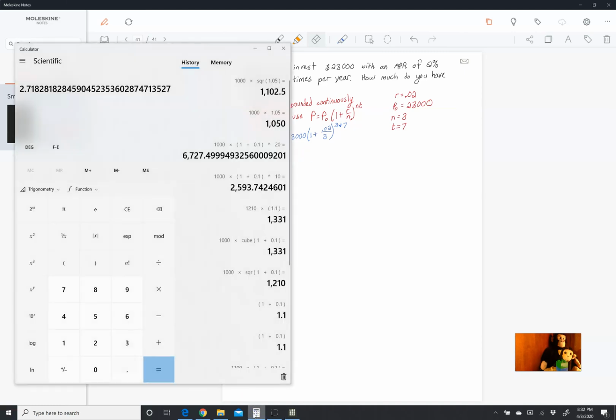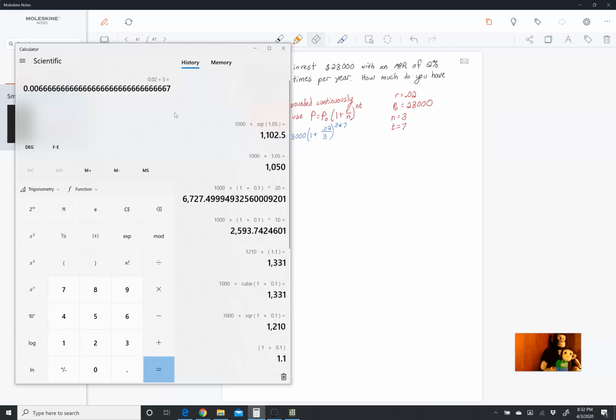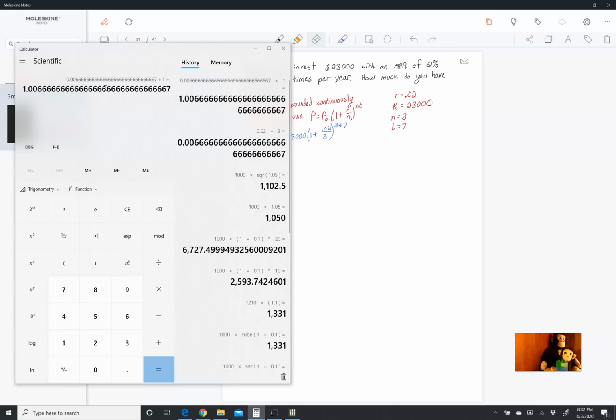So let's go to our calculator. Now do this slowly. I'm going to do it, and then you're going to do it in the same way. So you're going to do 0.02 divided by 3 first. This gives you this number. It should be a small decimal. You're going to add it to the 1. The 1 represents 100% of what you have. Okay, so now you have 1.0067. You are going to raise this to the 21st power.